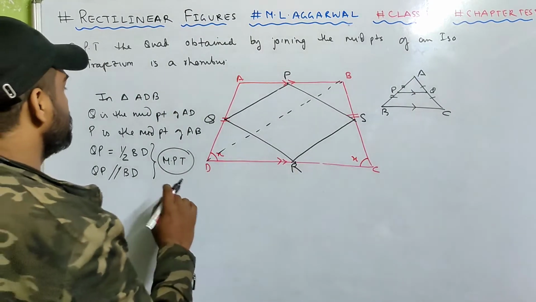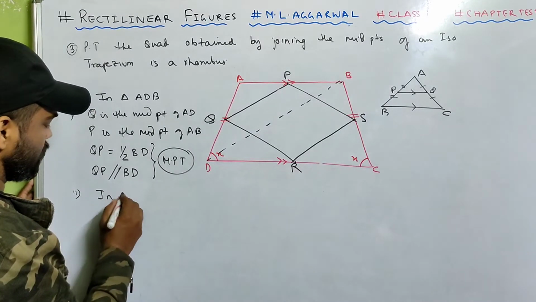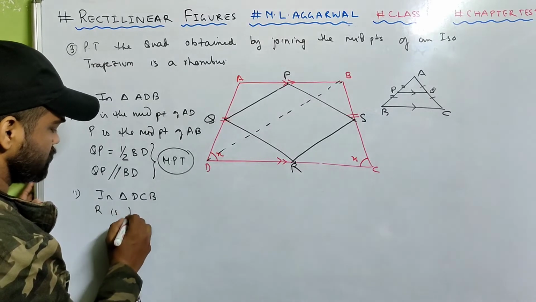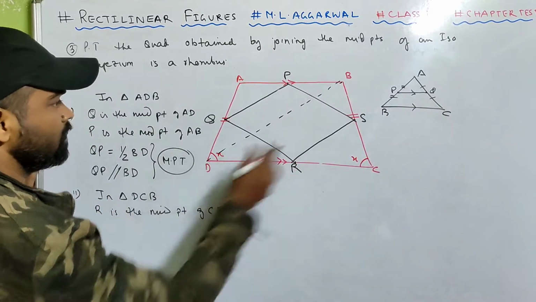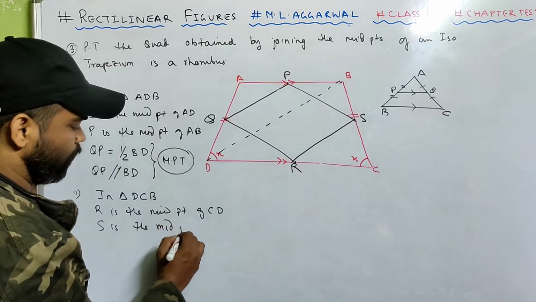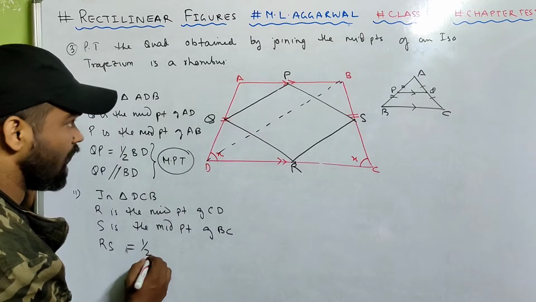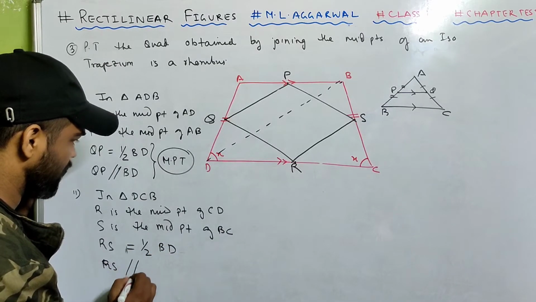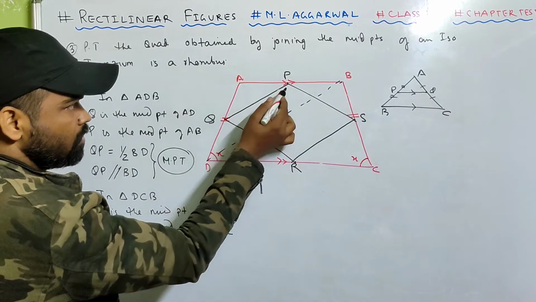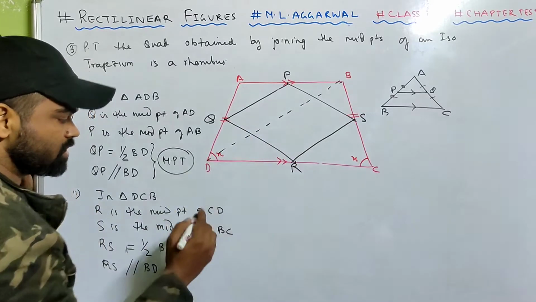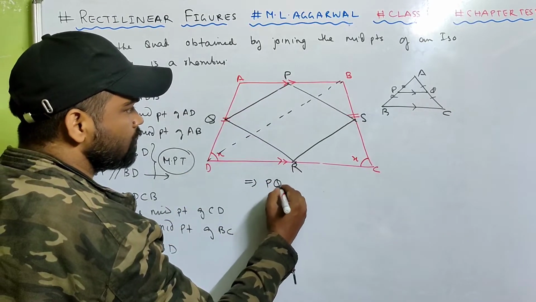Done? Now, similarly, look over here. In triangle DCB, look carefully. R is the midpoint of CD, and S is the midpoint of BC, which means, same logic, RS is equal to half of BD and RS is parallel to BD. Yes or no? This will be parallel to this and this will be equal to half of this. Now, PQ is parallel to BD and BD is parallel to SR, which simply means I can say that PQ is parallel to SR.